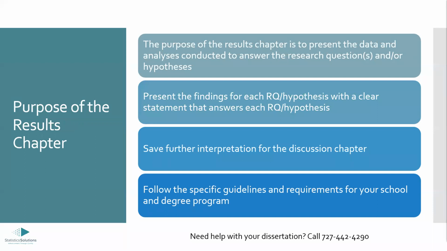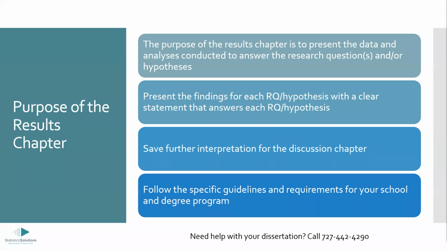So first, let's talk about what the purpose of the results chapter is to the dissertation. The purpose of the results chapter is to present the data and the analyses that you conducted to answer your research questions or hypotheses. By the end of the results chapter, you should have clear answers to each of your research questions and hypotheses. That is the purpose of the chapter. It's to get answers to each of those questions.